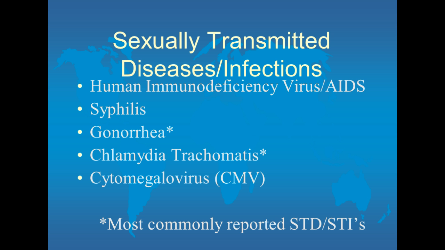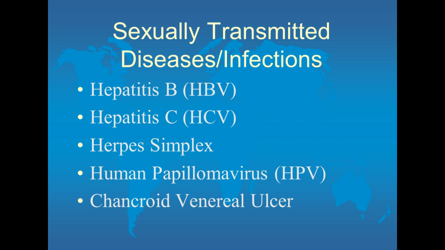And the next thing would be sexually transmitted diseases or infections. Human immune deficiency virus or AIDS. You've got syphilis, gonorrhea, chlamydia, cytomegalovirus. These are the most common, and then add to those your Hep B, your Hep C, your herpes simplex, your human papillomavirus, and your chancroid venereal ulcers. And syphilis is on the rise, and all kinds of good things.